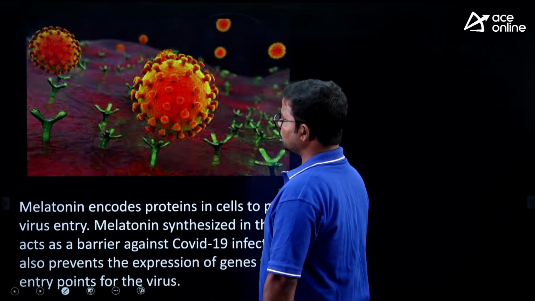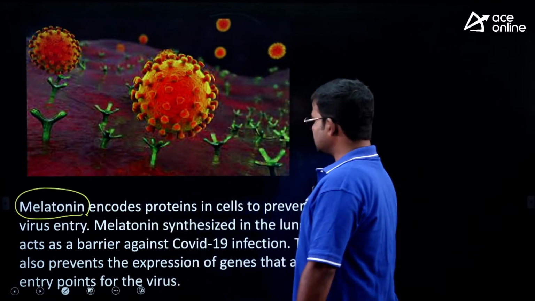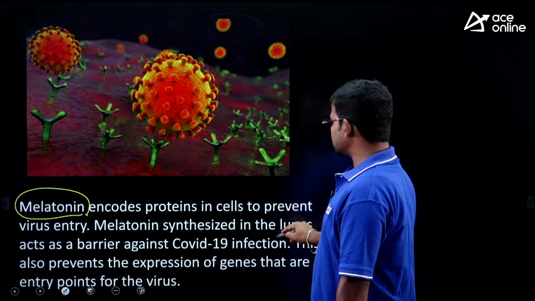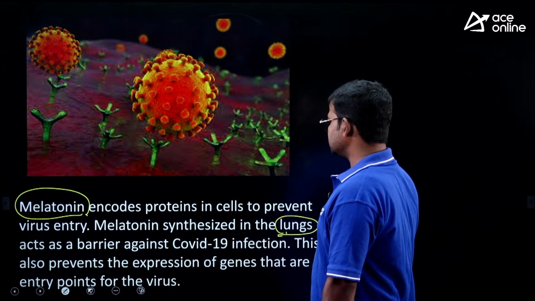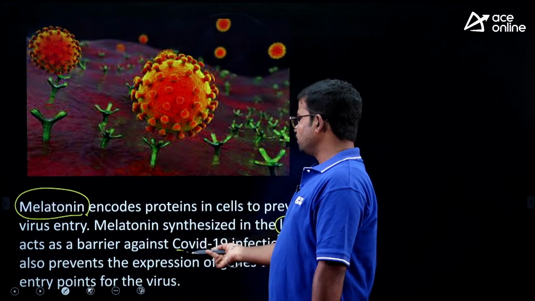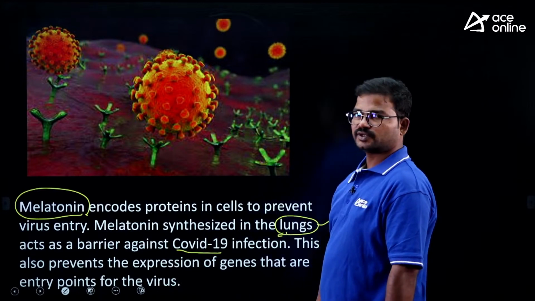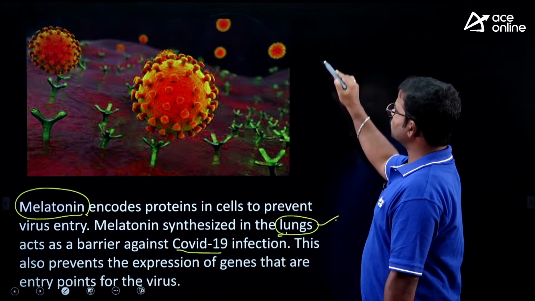And one more interesting point. This melatonin is majorly synthesized in the region of lungs. So because of that, it prevents the entering of COVID-19 viruses also. Of course, we know that. So what is the name of the COVID-19 virus? SARS-CoV-2.